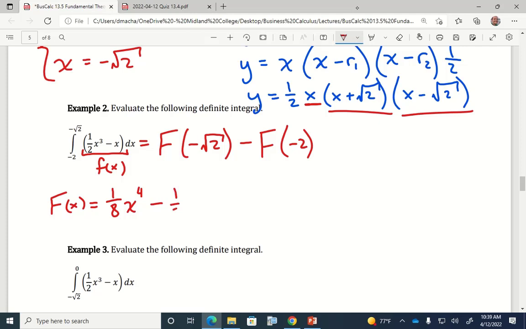1/2x squared. Perfect. So we added 1 to our exponent, we got x squared, and then we divided by our new exponent, so we divided by 2, and that's where the 1/2 came from. Okay, then we write plus c because it's an antiderivative after all.